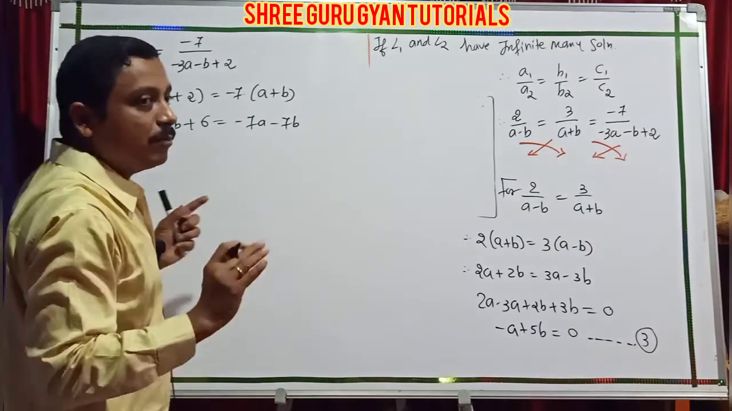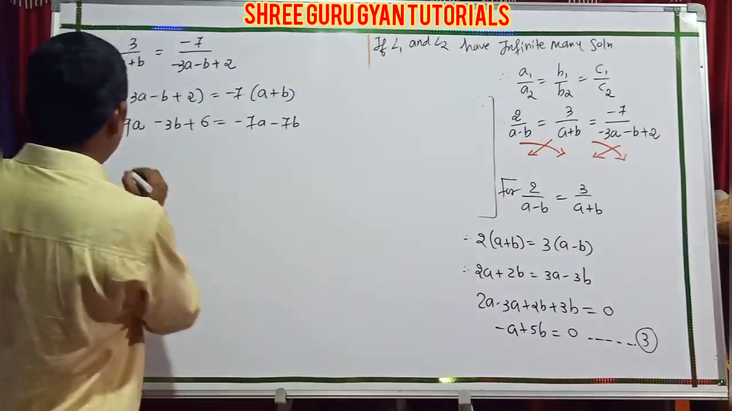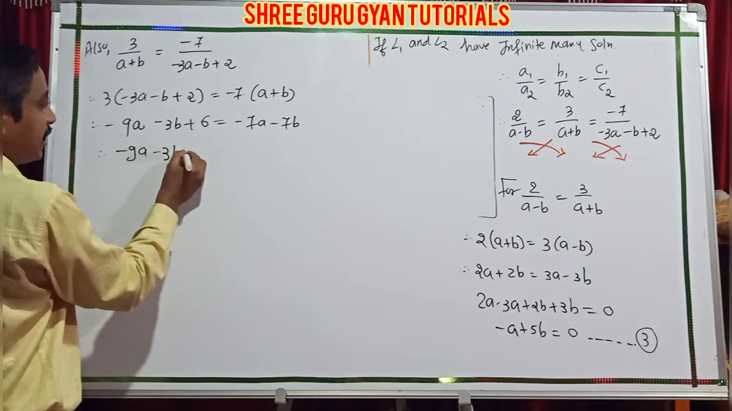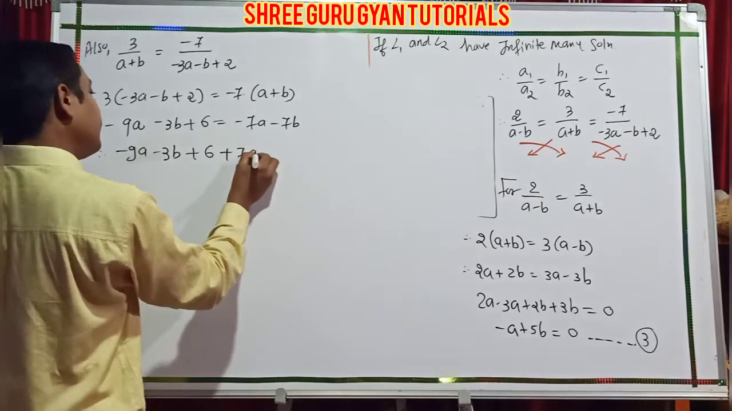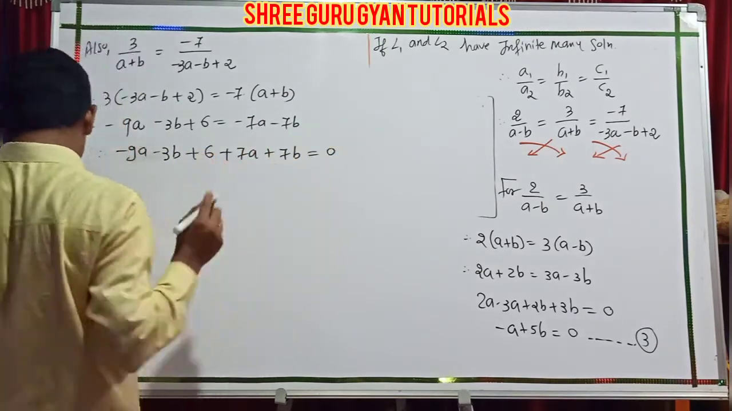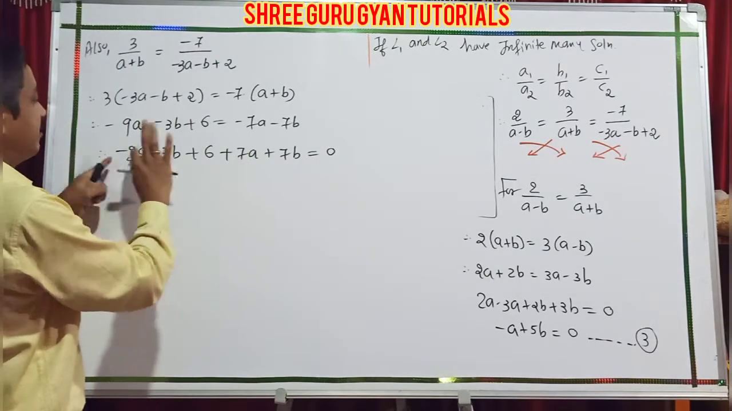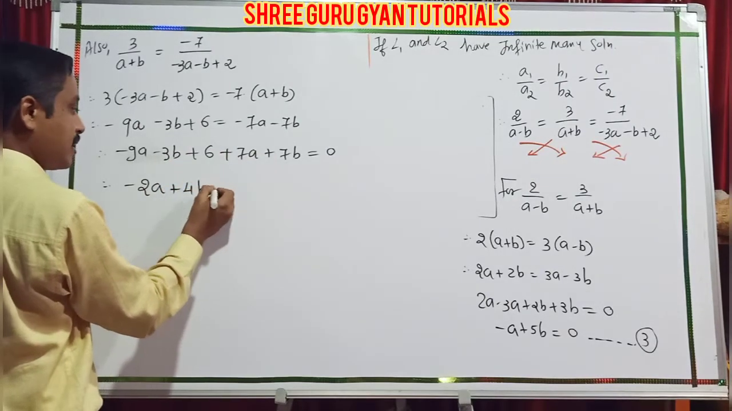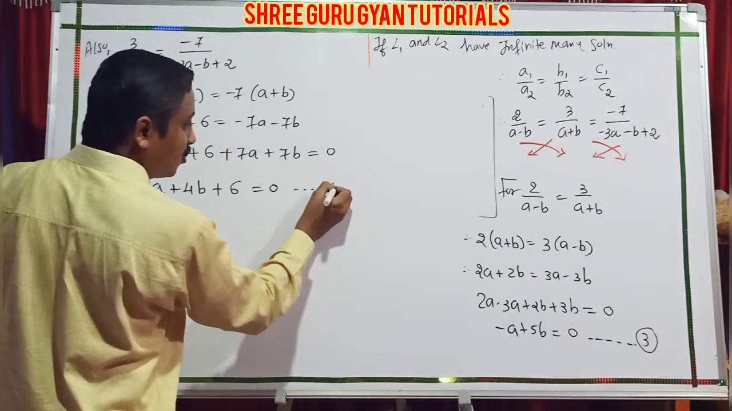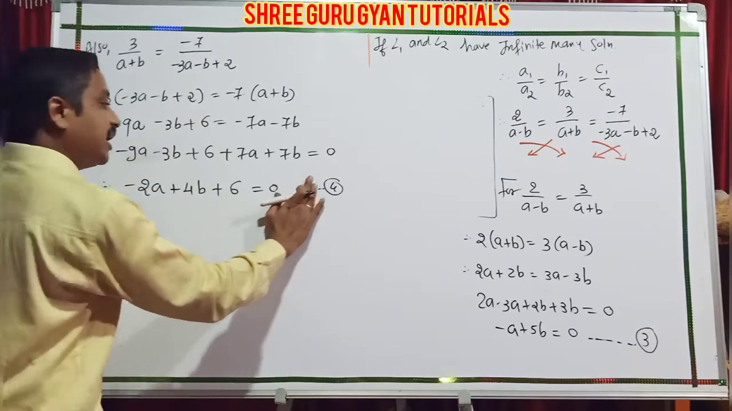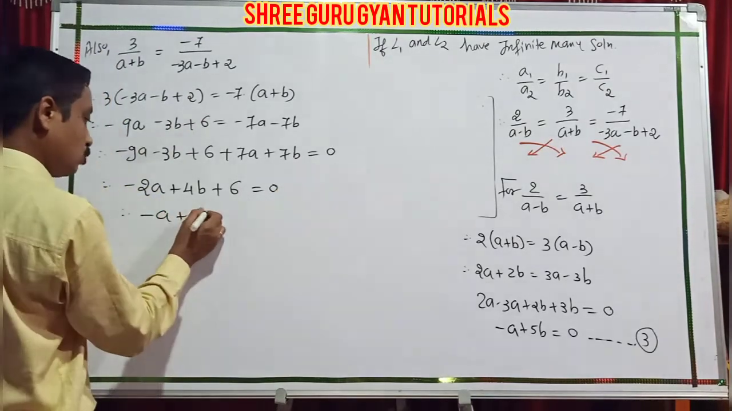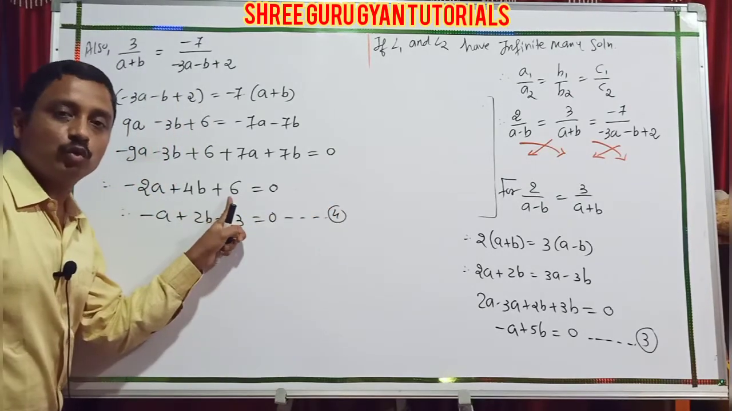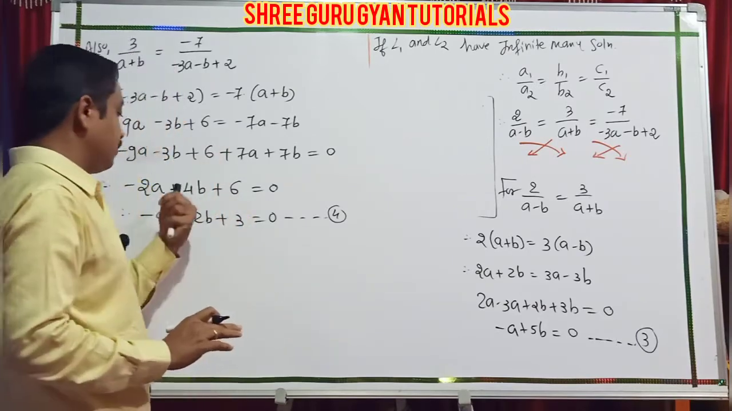Again, students, you compare the values with a and b. So moving minus 7a, sorry, 9a minus 3b plus 6 on one side, here plus 7a plus 7b. It means the sum: 7a minus 9a is minus 2a, 7b minus 3b is 4b, and plus 6 as it is. Statement number 4. Taking 2 common, you get statement 4: minus a plus 2b plus 3. Students, I just take 2 common and divide all the values, so minus a plus 2b plus 3.